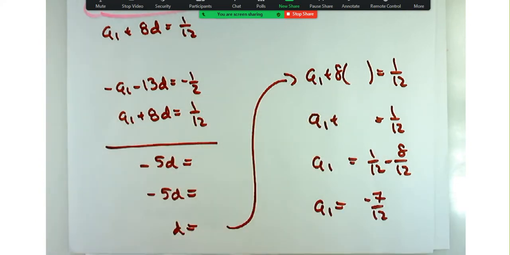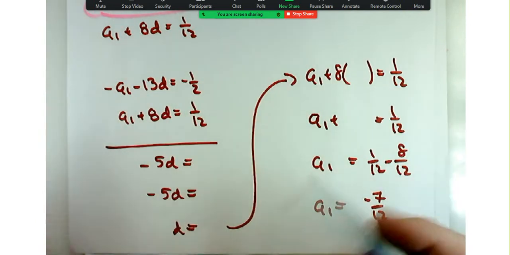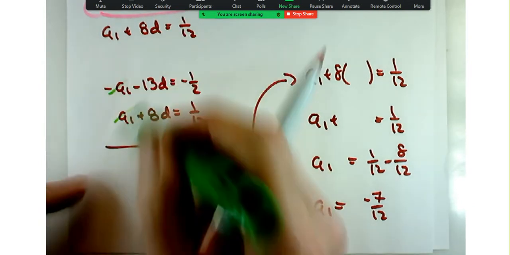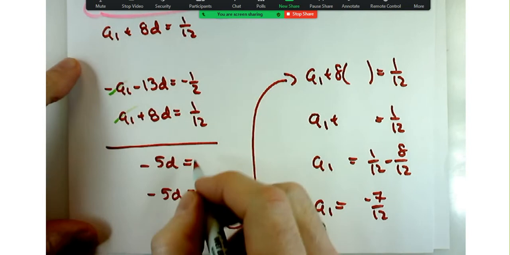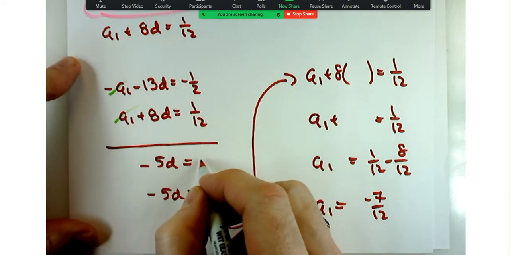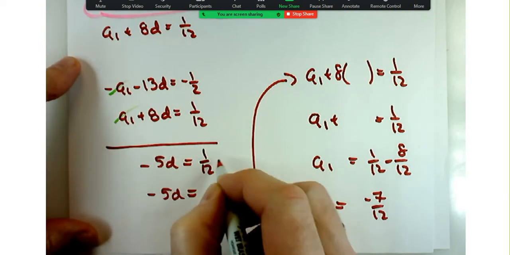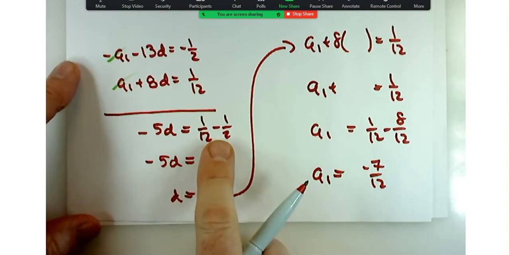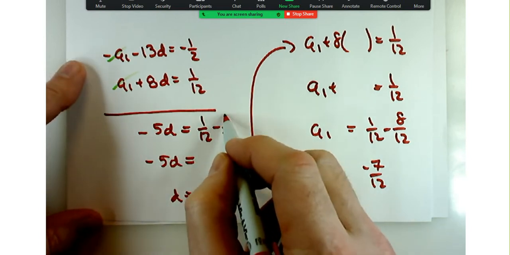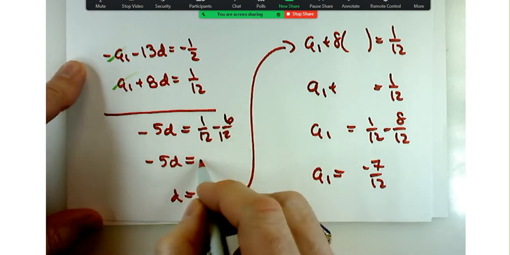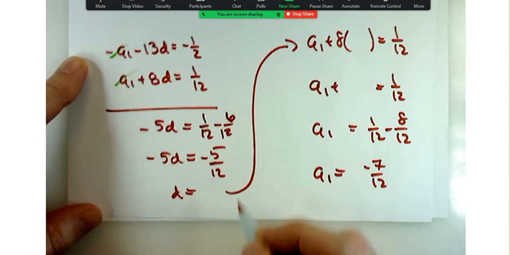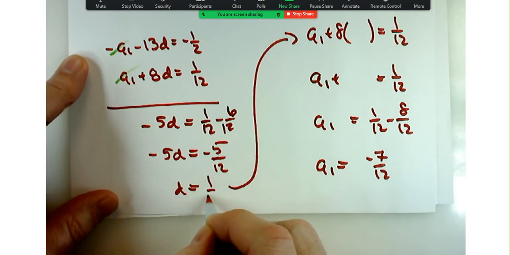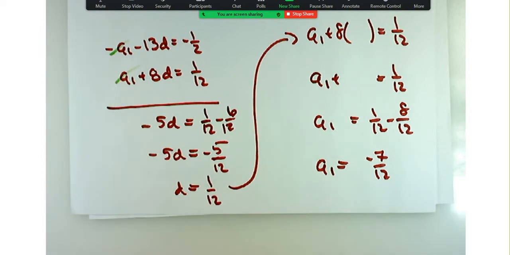That allows me to solve for d, because the a sub 1's cancel each other out here. I end up with -1/2 plus, excuse me, 1/12. If you get a common denominator, that would be 6 over 12. So I get -5 over 12. When you divide both sides by -5, you'll end up with d equals 1/12. So yay.